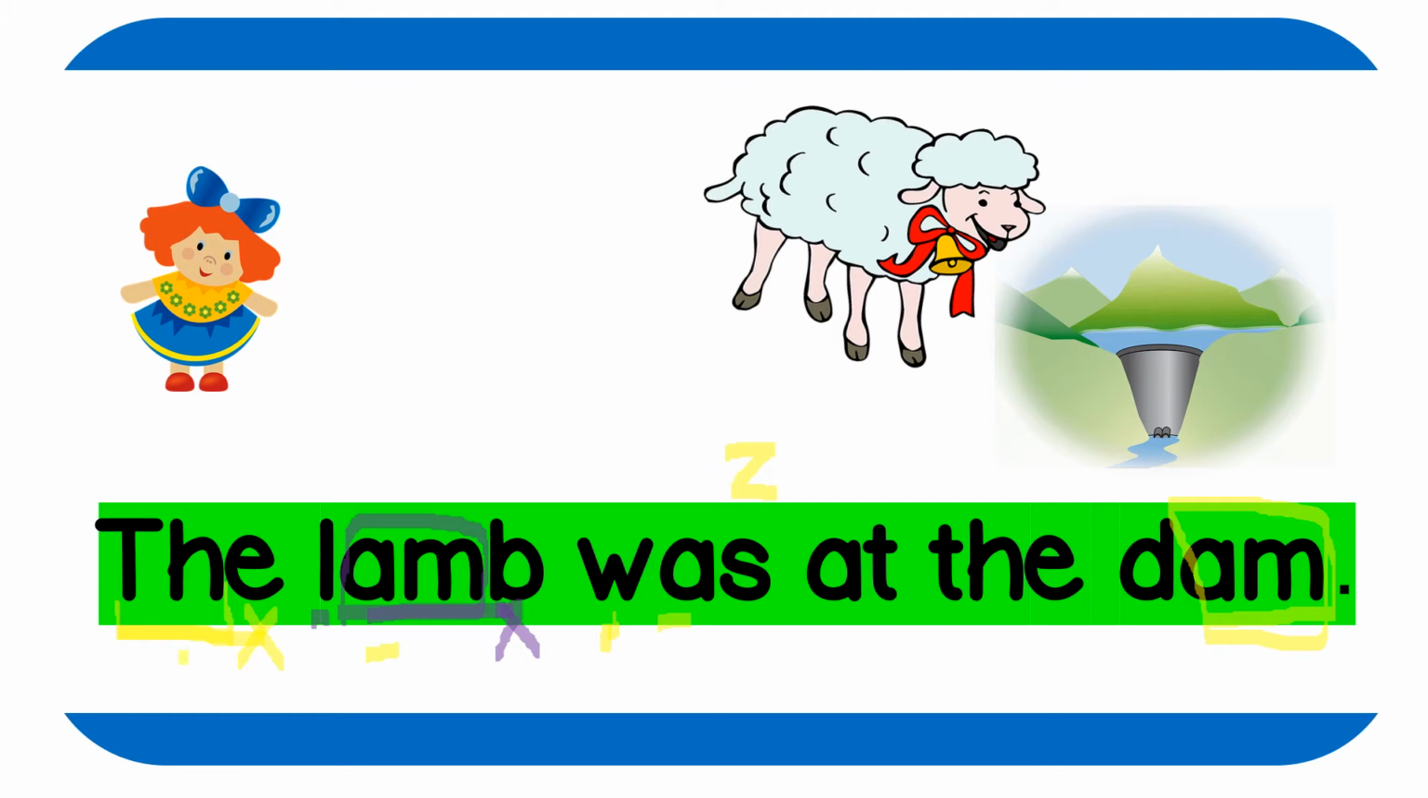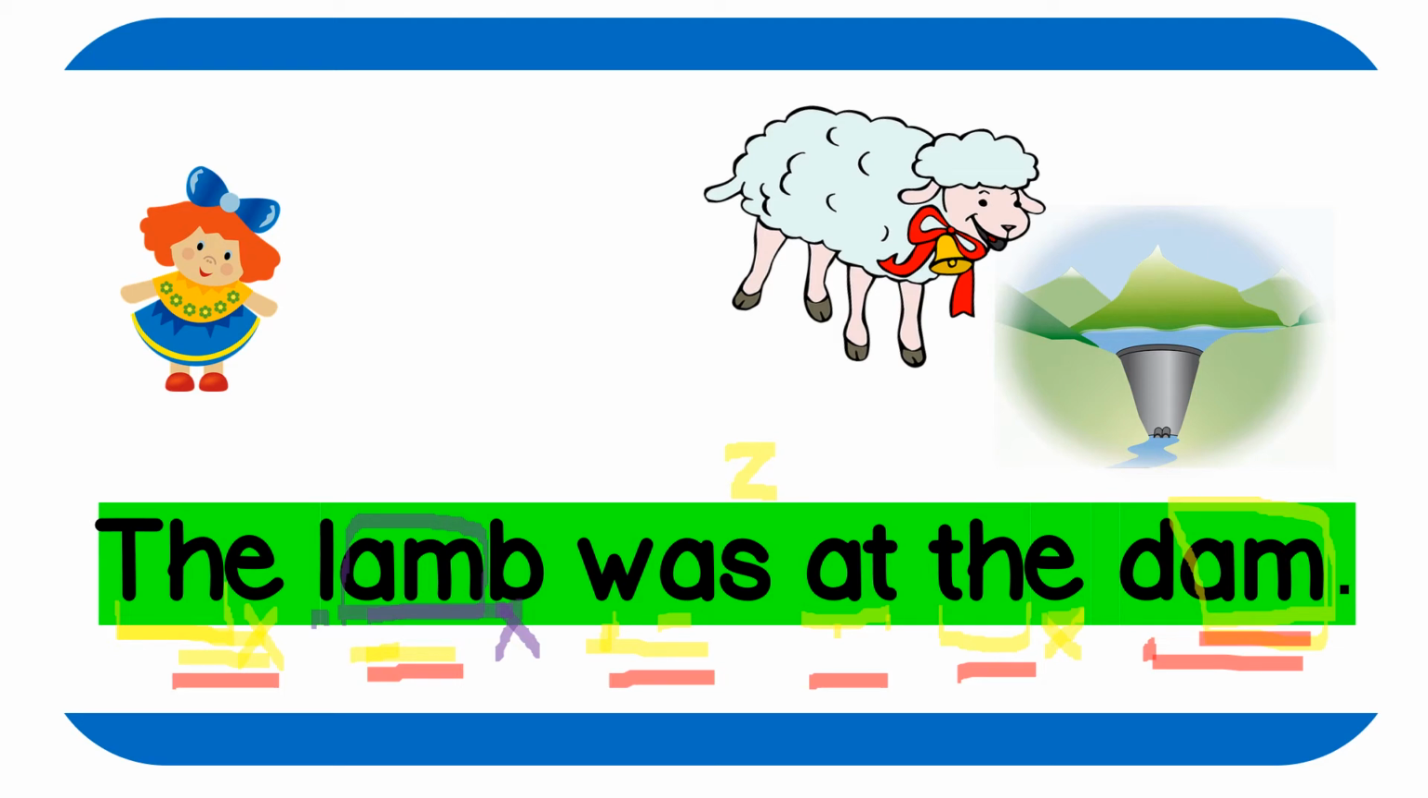Let's read now. The lamb was at. T and H together make the sound th. And the E is silent. Good job. Let's read again from the top. The lamb was at the dam.